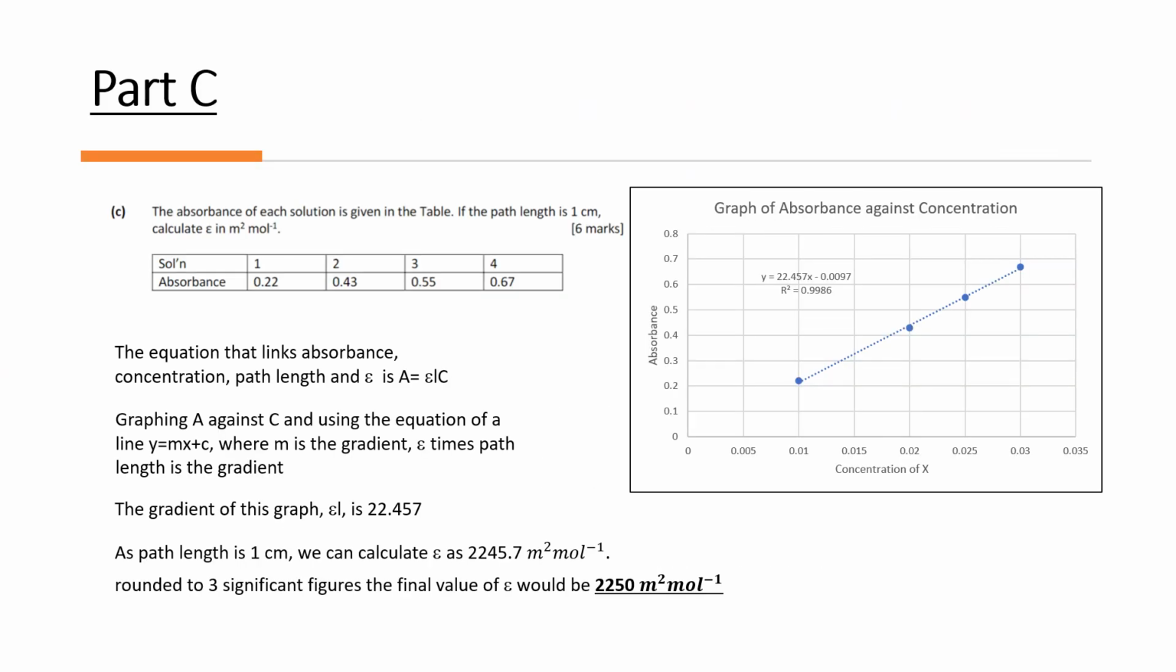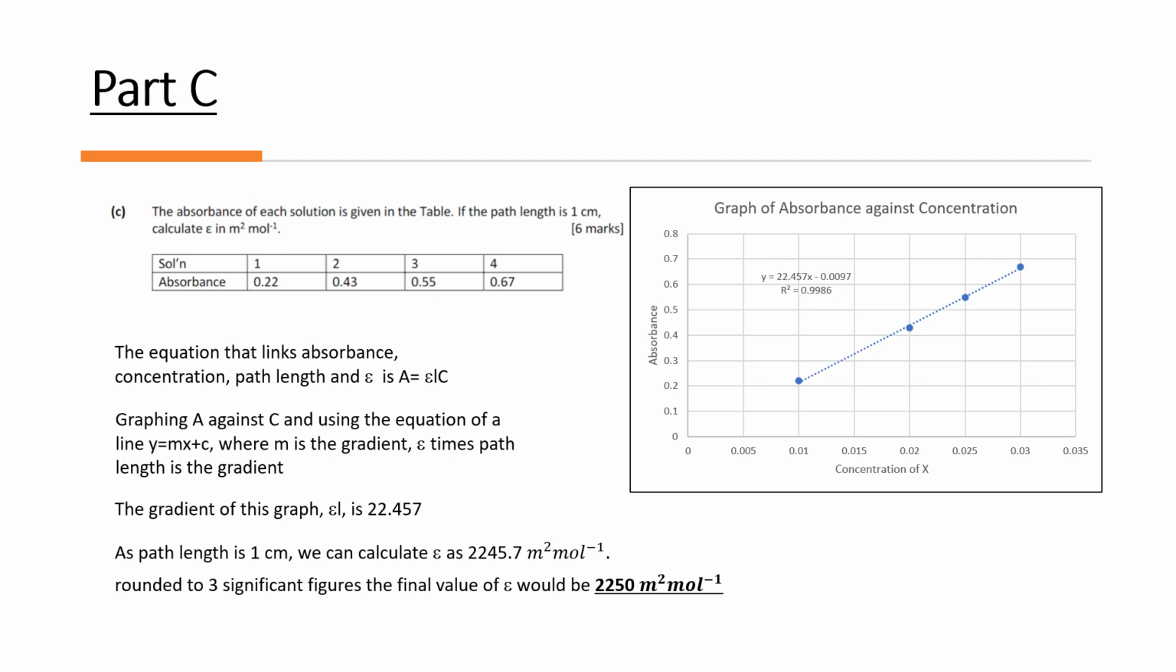Part C gives us a table and says the absorbance of each solution is given in the table. If path length is 1 centimeter, calculate epsilon in meters squared mole to the minus 1. We're given a table here with the 4 solutions, which I can assume are the same 4 solutions as the previous table and previous slide, and gives us 4 different absorbances. The equation that links absorbance, concentration, path length, and epsilon is A equals epsilon LC, the Beer-Lambert law.